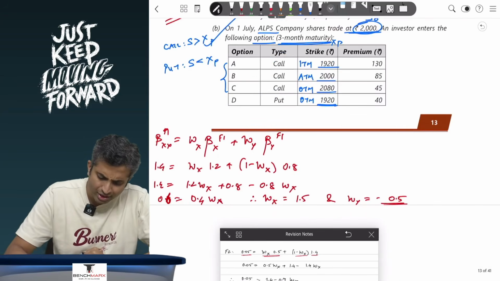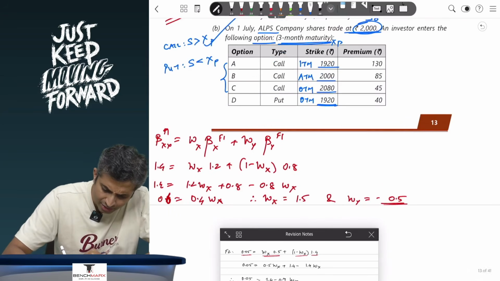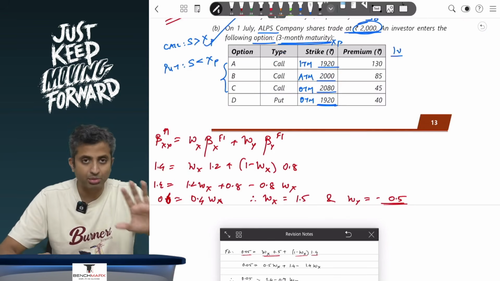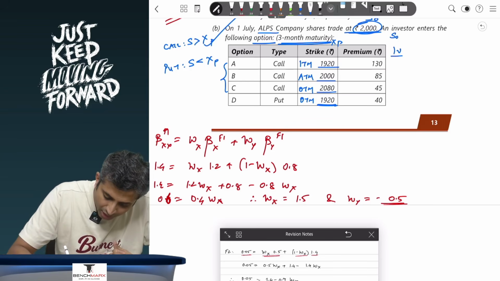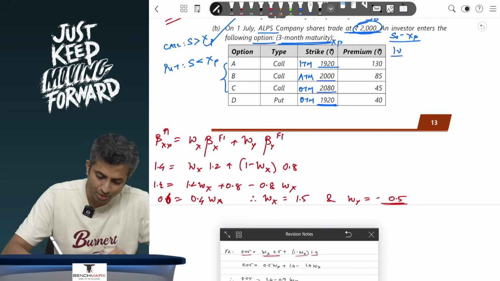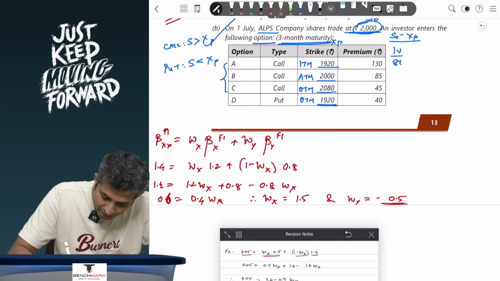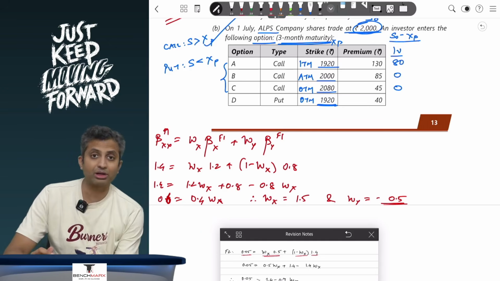Okay, next you look at the premium. These are the premiums which are given. Now you will try to find the intrinsic value. Remember, the premium is the option value. Intrinsic value is the difference between the spot and the exercise price for a call, and the exercise price and the spot for a put, if it is positive. So over here intrinsic value is 80. Here it is 0. Here also it is 0. I will not exercise, so there is no intrinsic value.